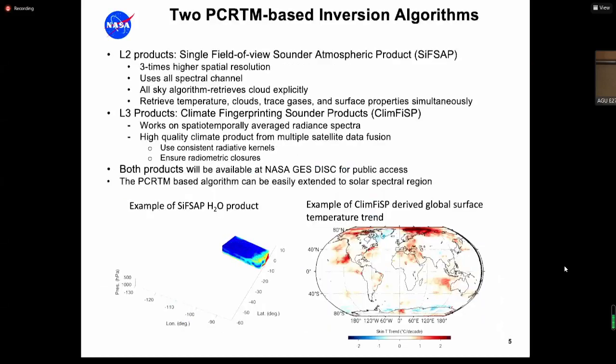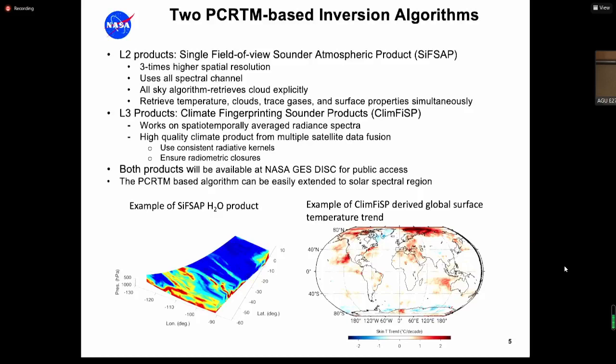So that way you reduce your dimension by an order of magnitude. I just want to show you 2 examples of the algorithm based on the principal component radiative transfer model, the PCRTM. The first one is a level 2 algorithm. It's called a single field of view atmospheric sounder product.